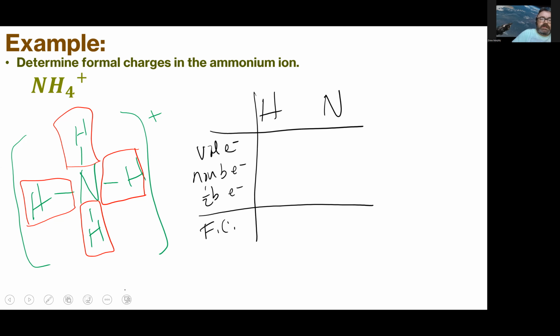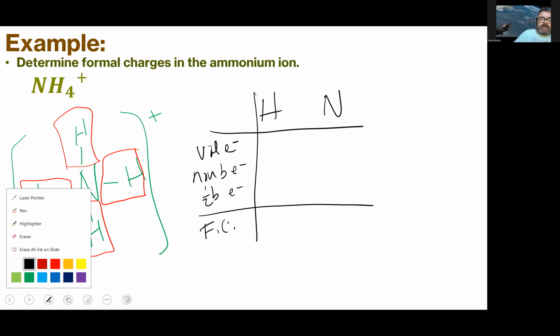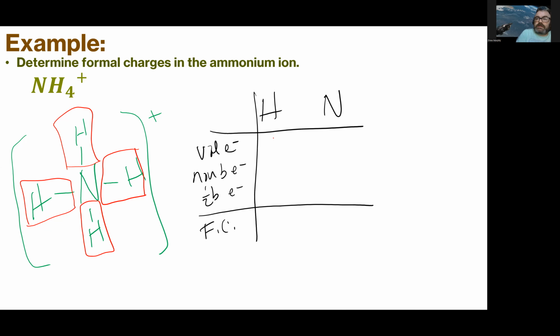If we look at those hydrogens, every hydrogen in here is the same. Hydrogen starts with 1 valence electron. The hydrogens have no dots and they have 1 line. So we're going to subtract 1 for the line. So this formal charge is 0.